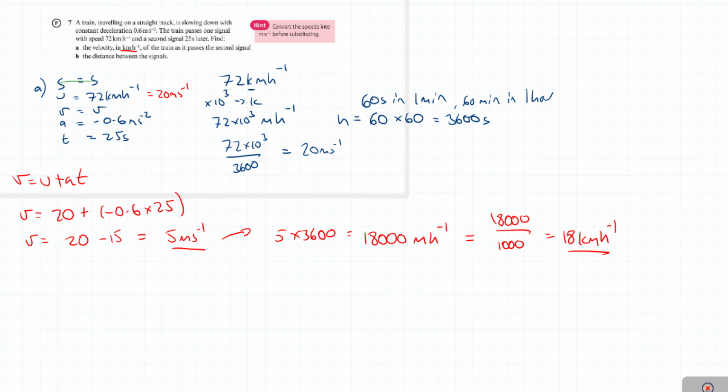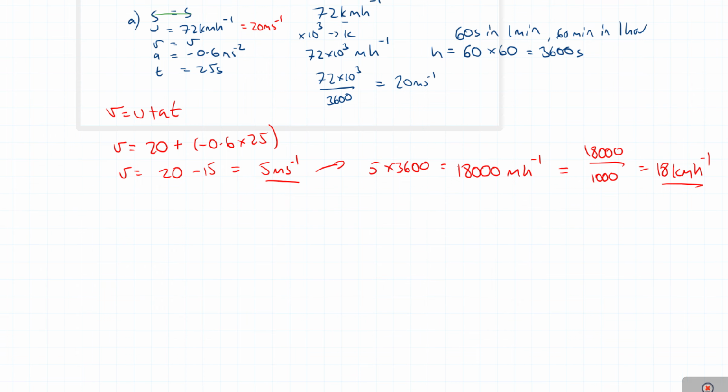Then the second thing it wants is to find the distance between the signals. So again, we're going to write our equation for part B.